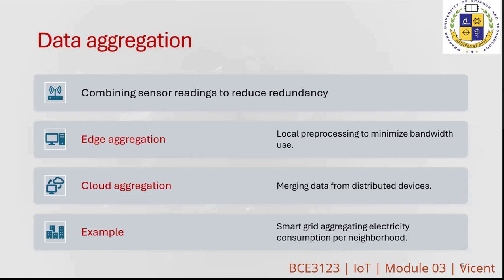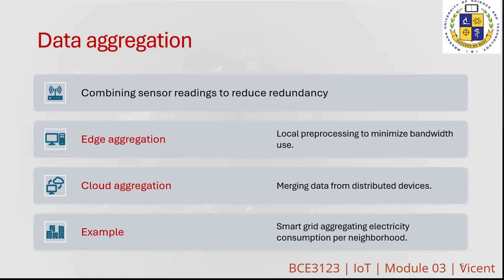Then edge aggregation. Remember what we mean by edge. So this happens locally. Edge is at the device, at the local device. So we have a gateway that combines readings from many sensors and then sends it. So you don't allow this raw data to cross the gateway. You only allow the aggregated data at the edge to cross to the cloud.